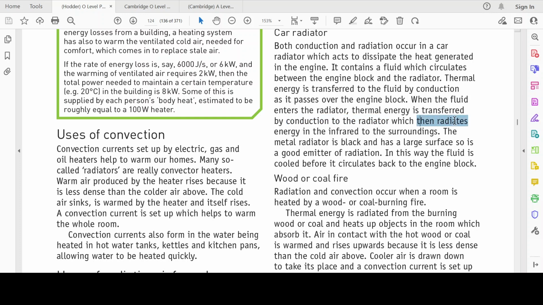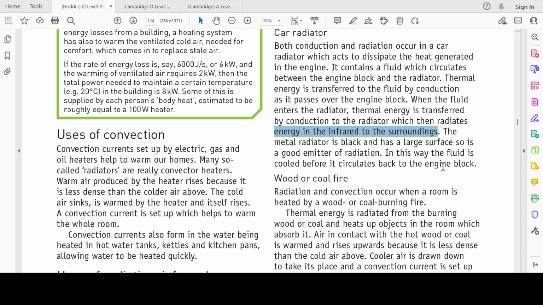And then the radiator radiates energy in the form of infrared to the surroundings. So that's radiation happening, right? So conduction, conduction, radiation. It's emitting infrared radiation, it's emitting heat to the surroundings.